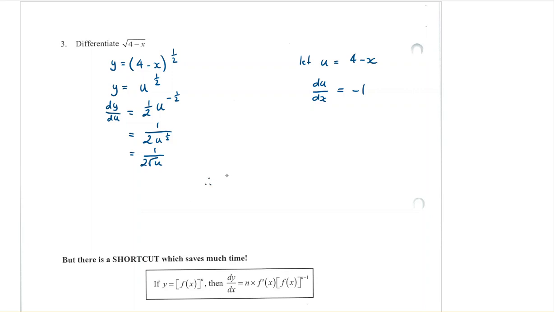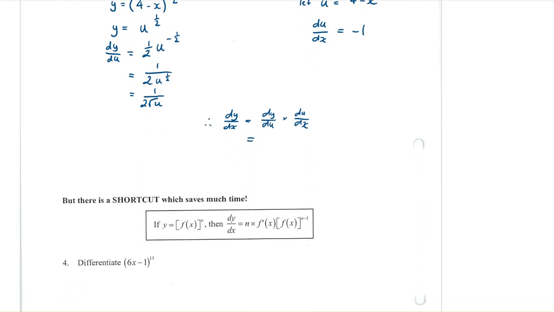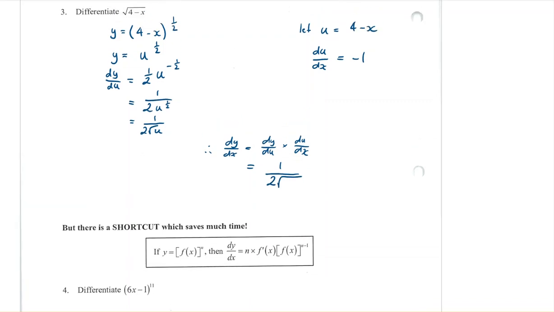Using the chain rule, dy over dx equals dy over du times du over dx. dy over du was the 1 over 2 square root u. Instead of u, sub back in that u was equal to 4 minus x. That needs to be multiplied by minus 1, but instead of writing it like that, multiplying by minus 1 will just make it negative on the top of that fraction.